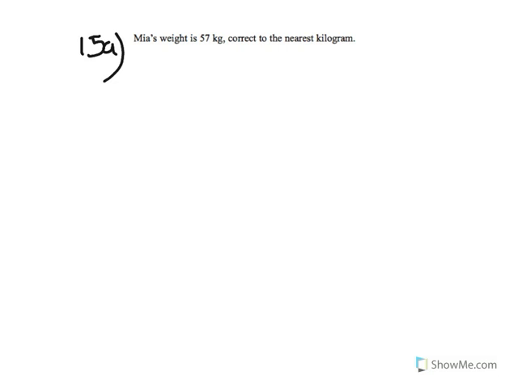Okay, so in question 15, they say that Mia's weight is 57 kgs, correct to the nearest kilogram. In 15A1, they're asking you to calculate the upper bound of her weight. Now, first of all, correct to the nearest kilogram means it's correct to the nearest ones place, right? So all you have to do is take the 1 in the ones place and divide it by 2, and you'll get 0.5.